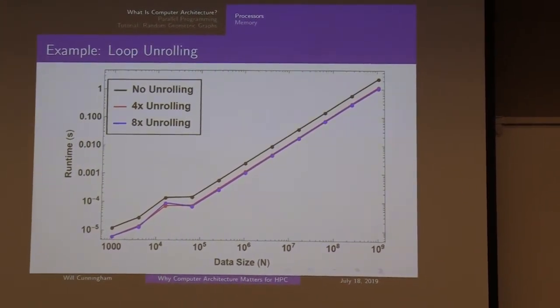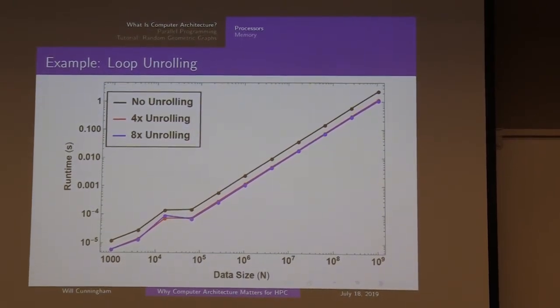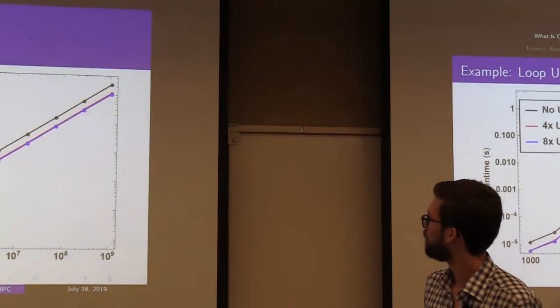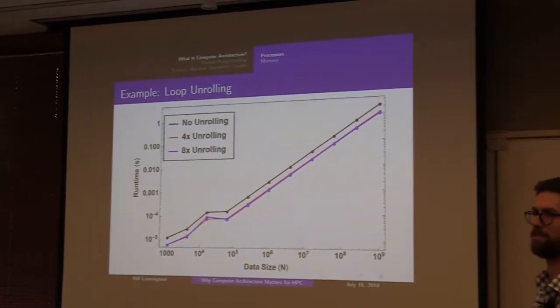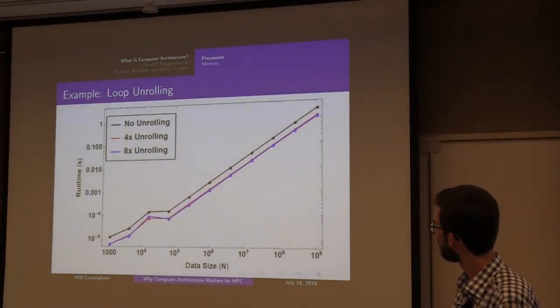Yeah, notice it's a log scale on the left. It's a log-log scale. That's right. Log-log scale. So yeah, I just plotted this for some range of data sizes, and you can see that you get some basic speed up. So this is something to think about.